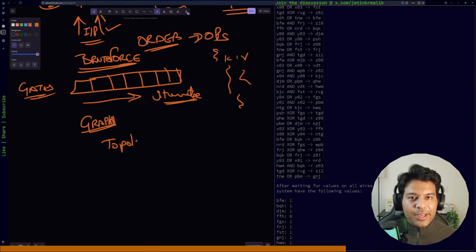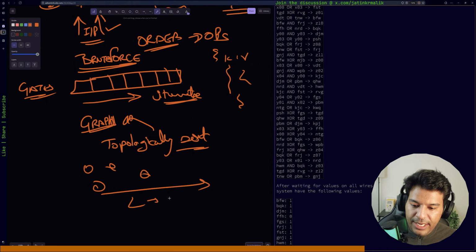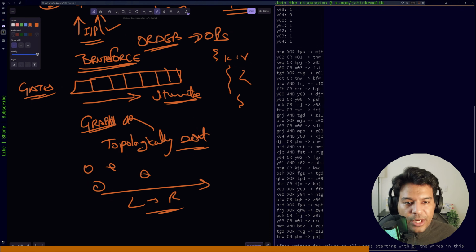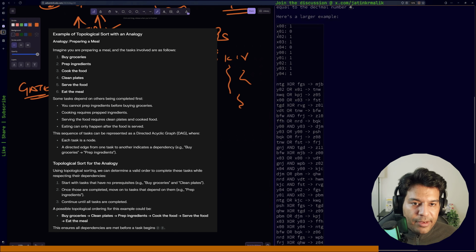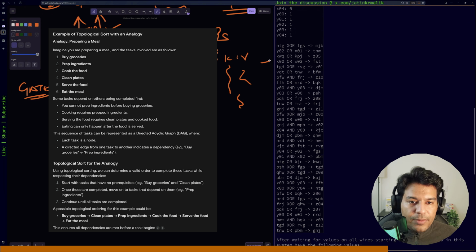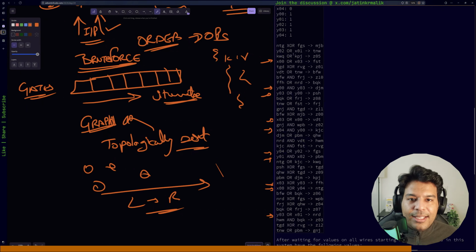There was one of the days where we did the same thing. If you topologically sort this graph of operations, you will essentially have a graph going from left to right in the way that you are discovering the output. So instead of directly looking at, let's say, NTG XOR FGS here, you would initially look at all the values that you have available, which is X and Y from 0 to 4. The one operation here, X00, X03, you will look at this, this, this, this, and this. Once you get this, you will start to get values like NRD, NTG, FFH, and then you will look at these values and so on.